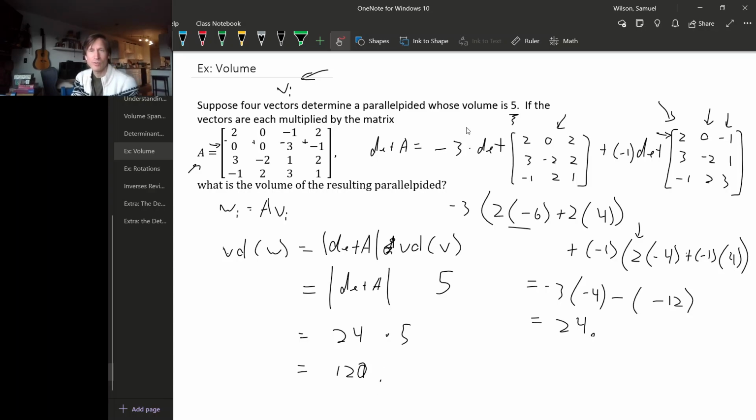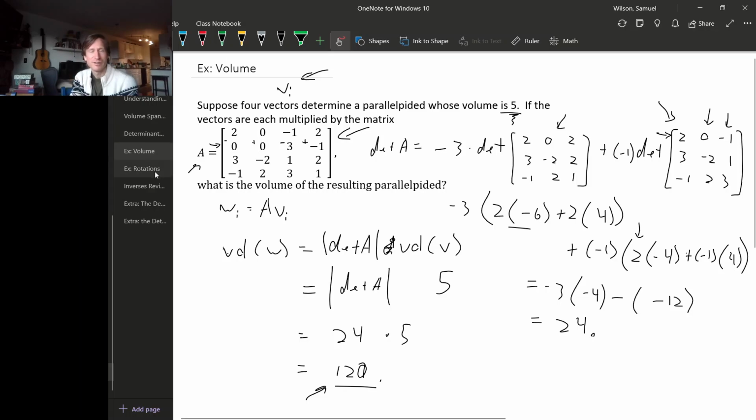All right, so we started with a volume of 5. Multiplying by this matrix multiplies our volume by 24, and so our resulting volume is 120. I've been saying volume, but this is all happening in R4, so really I should be saying hypervolume. This is sort of a 4-dimensional volume, not a 3-dimensional volume.